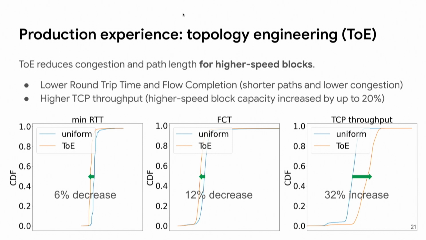Let's look at the result from a fabric with a mixture of 40-gig and 100-gig blocks. Topology engineering increases the capacity on 100-gig blocks by as much as 20%. This is done through judiciously creating more links among the 100-gig blocks, just like we've shown earlier in the toy example. This has resulted in 32% higher throughput as well as reduced latency. Another reason for reduced latency is that the topology matches the communication pattern better, so more traffic ends up traversing the shortest path.